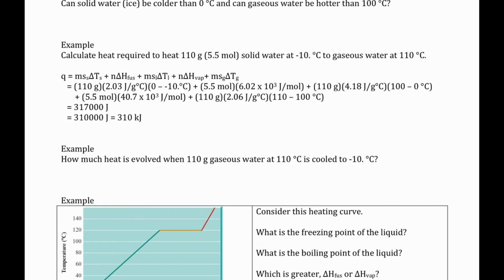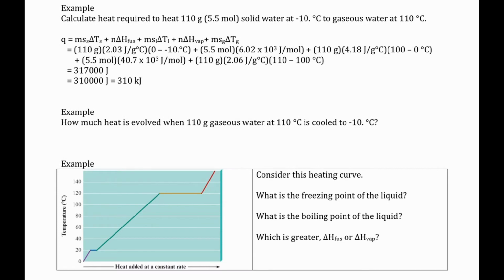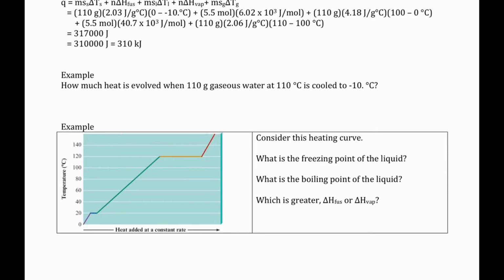Notice that we had to go from the kilojoules of the delta H of fusion and delta H of vaporization to joules for consistency of units. So we would calculate 317,000 joules or 310 kilojoules to 2 sig figs. All right, so there's another problem, a couple of examples for you to look at, so come back to those.